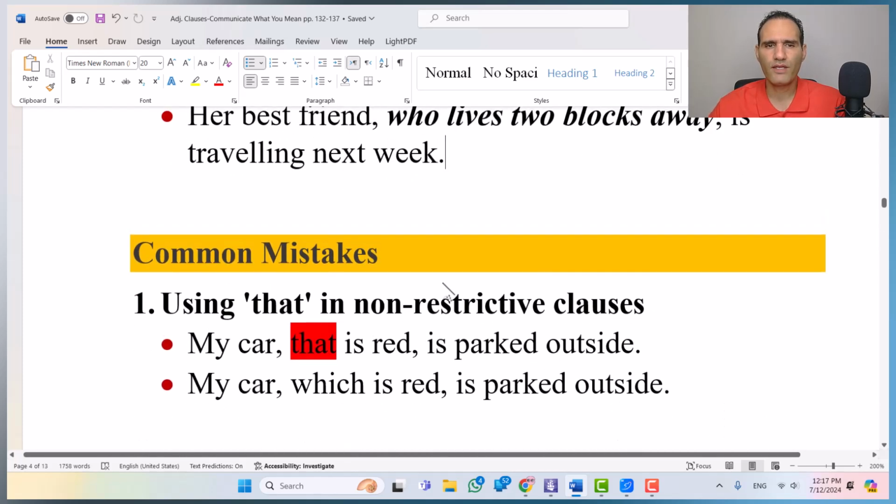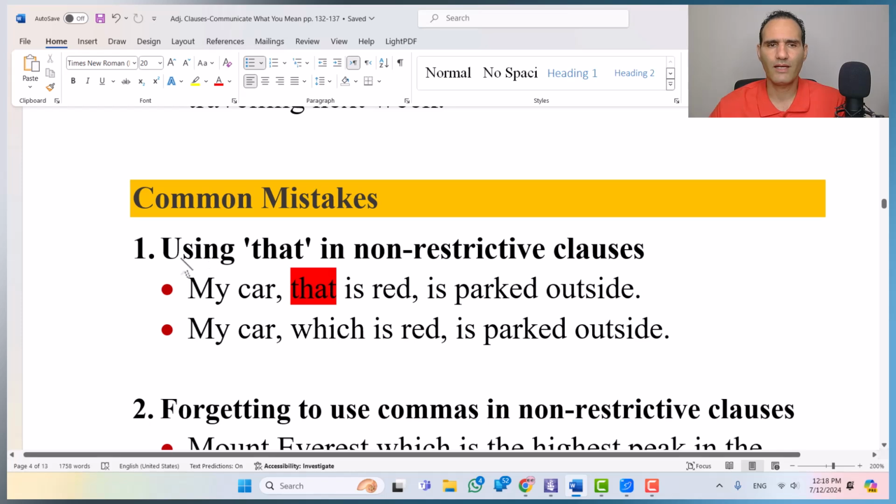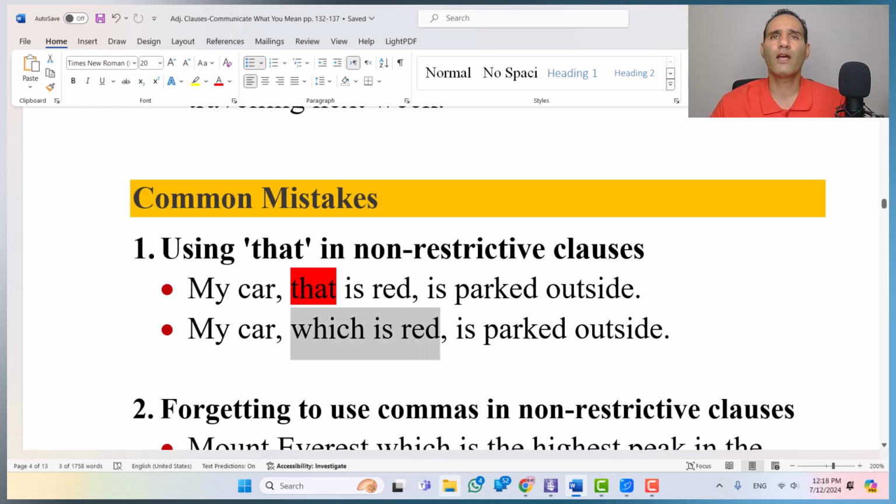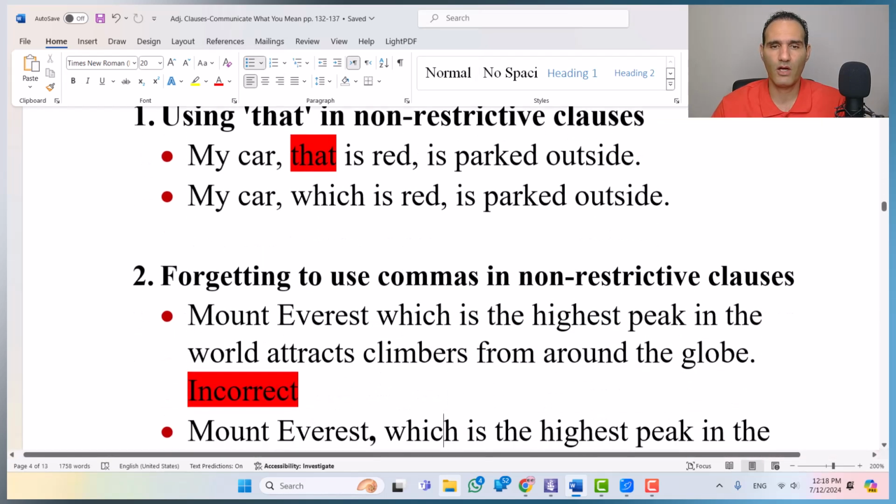Common mistakes with the adjective clause, necessary or unnecessary. Number one: when we have a non-restrictive or unnecessary adjective clause, we don't put that. We put which. So my car, comma, that is red, is incorrect. My car: usually the person has just one car. That's why here we say unnecessary. If the person has more than one car, then they would say my car without a comma that is red is parked outside. My car that is yellow is not parked outside. It depends on the context.